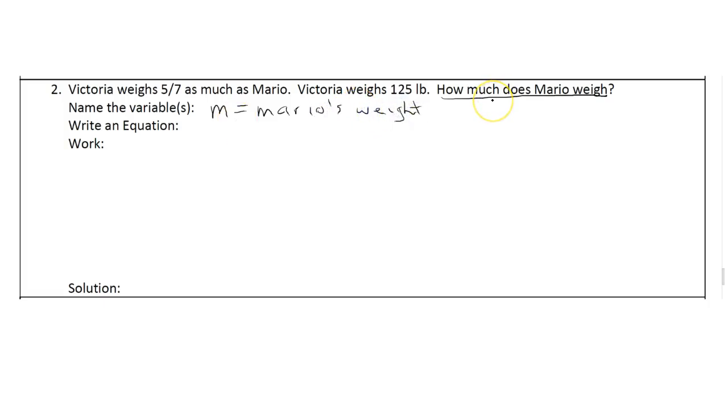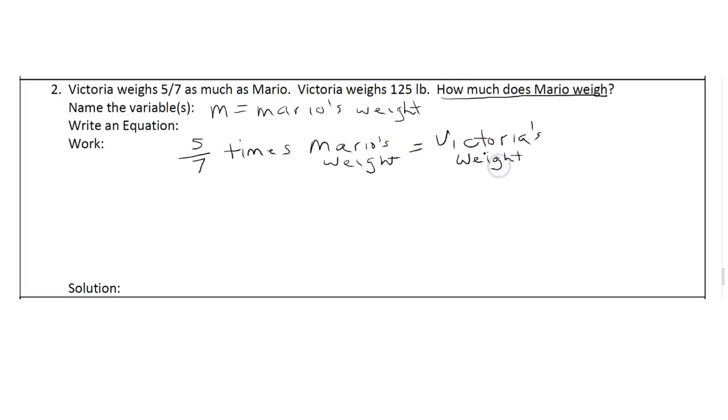Now let's write an equation. 5/7 as much as Mario means 5/7 of Mario's weight. 5/7 of means 5/7 times. 5/7 times Mario's weight equals Victoria's weight. Now we can write our equation. 5/7 M equals Victoria's weight, which is 125.